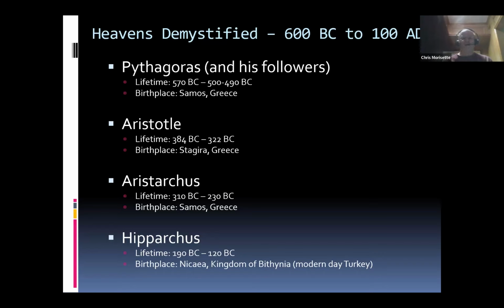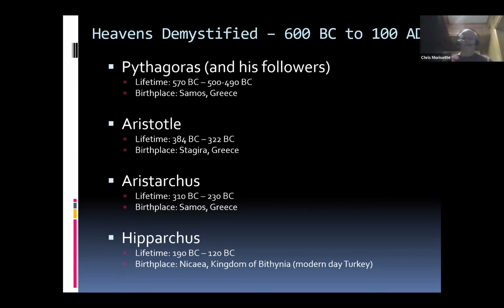Aristotle, a great Greek philosopher, and Aristarchus. Not sure if I believe he was a philosopher, but he definitely contributed to the knowledge and understanding of astronomy in a really big way. And then Hipparchus, I'm not sure if I'm pronouncing that right, but he was another individual that we're going to talk about. The first three individuals were born in ancient Greece.